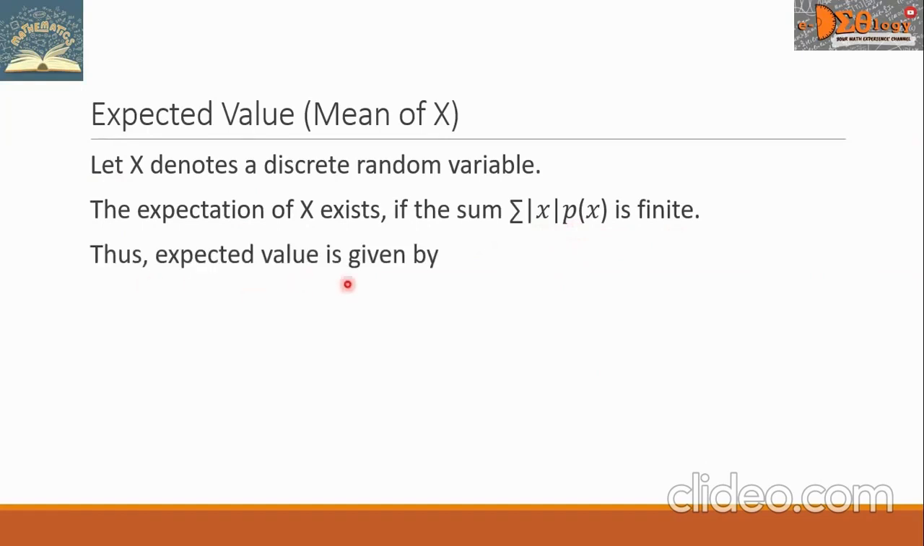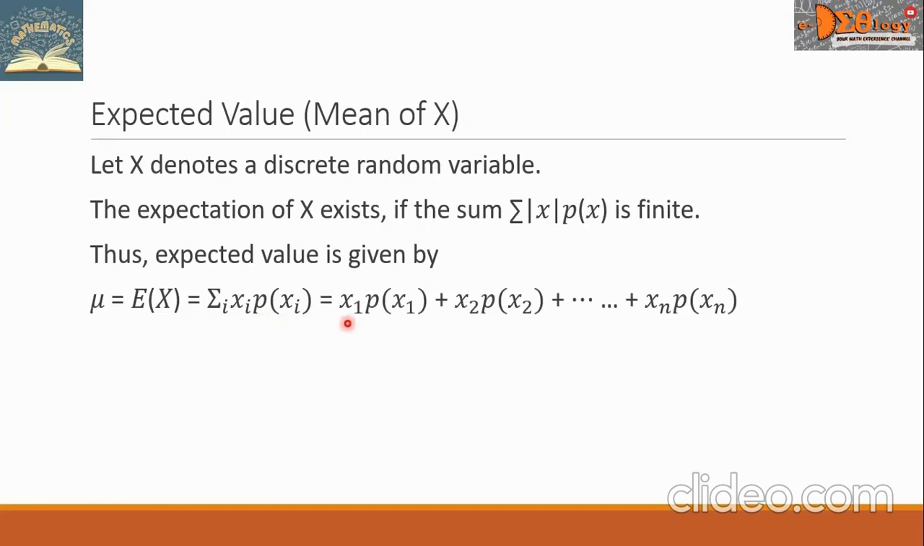Thus, the expected value is given by mu. This is the mean, and is equal to the expected value of X. Now, this is equal to the summation over i of x sub i times P of x sub i. If we expand this, it is equal to x sub 1 times P of x sub 1, plus x sub 2 times P of x sub 2, plus up to the last term, x sub n times P of x sub n.